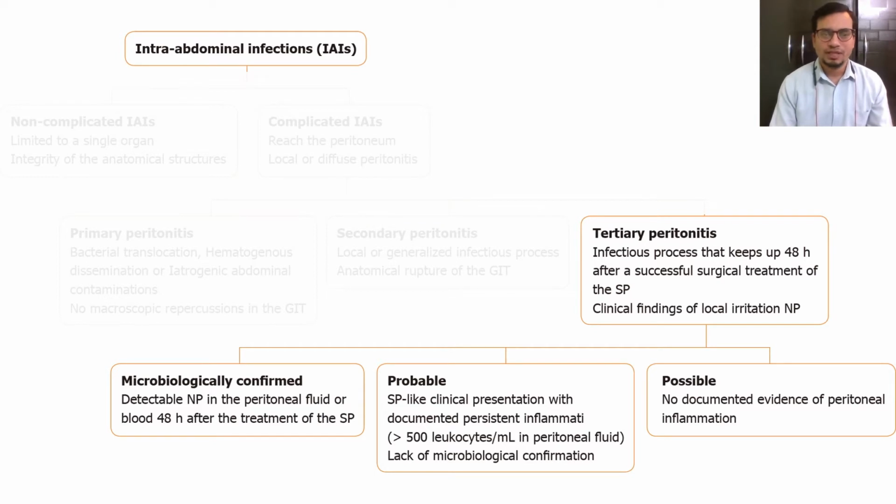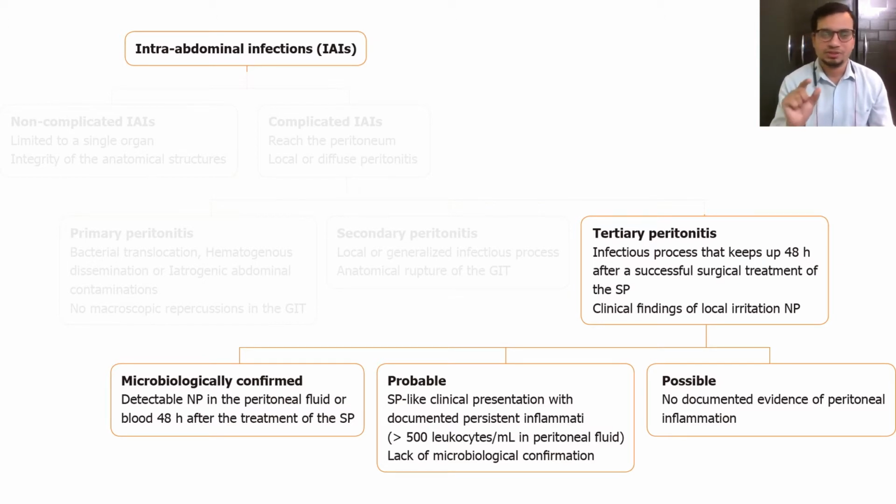So now, after having understood the types of intra-abdominal infections and peritonitis, the last of the types of peritonitis we should know is tertiary peritonitis, which is the persistence of intra-abdominal infection beyond 48 hours after primary or secondary peritonitis is treated. So despite the treatment of primary and secondary peritonitis, the intra-abdominal infection persists, and that is tertiary peritonitis.